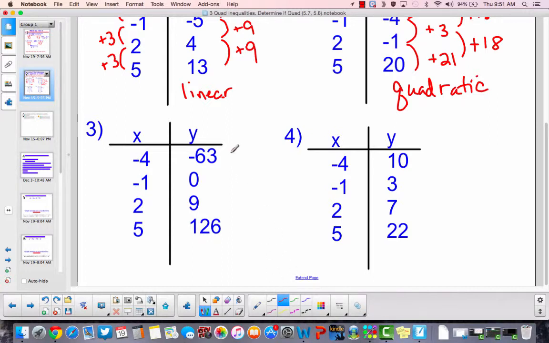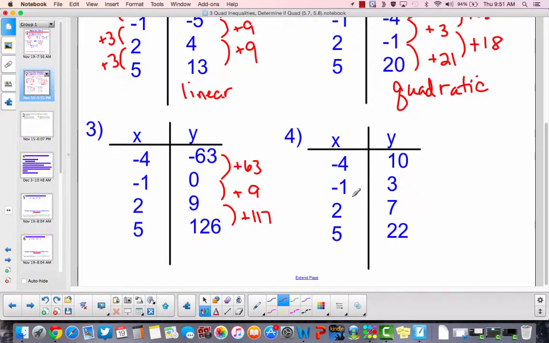All right, so let's talk about these. -63 to 0, what do I do? I add 63. 0 to 9, what do I do? I add 9. 9 to 126, what do I do? I believe I add 117.